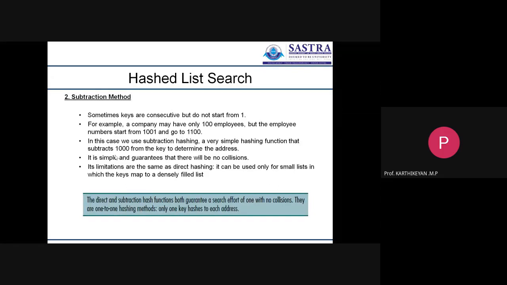That's why it is not possible to use the direct method and subtraction method for a large list, or in places where the key is not easy to convert into an address. Here, these two are called one-to-one hashing methods, meaning only one key hashes to each address. The addresses will not have more than one key. These two methods are very simple and easy to understand.